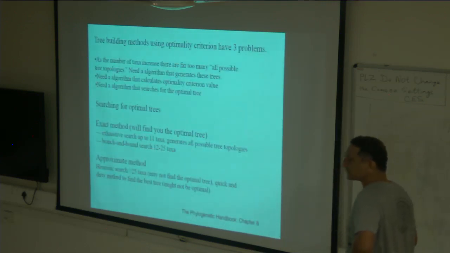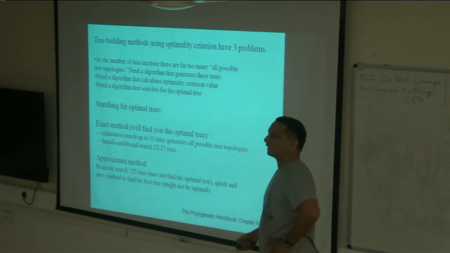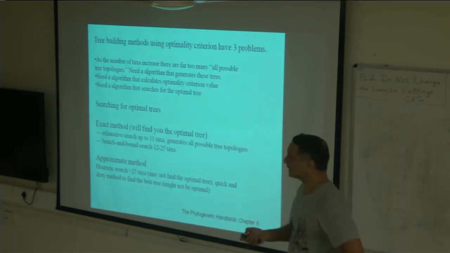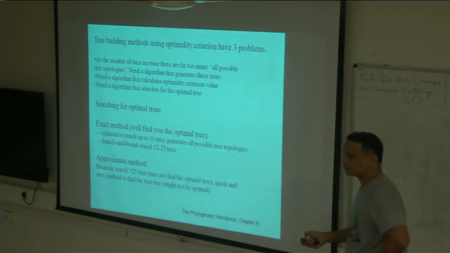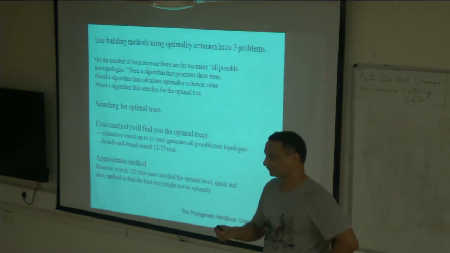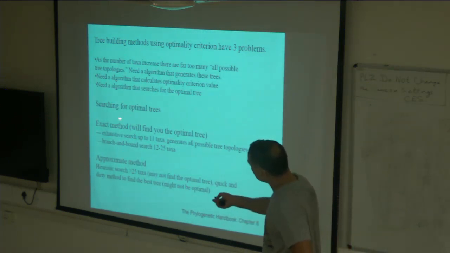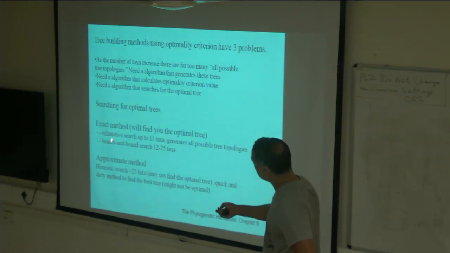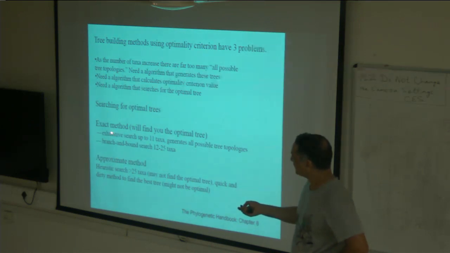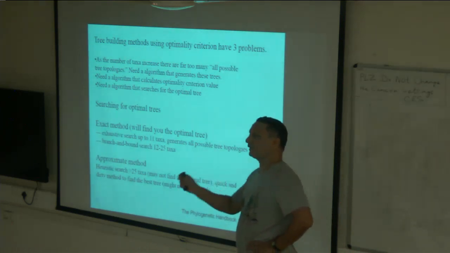Beyond 12 to 25 taxa, the number of possible trees actually goes up a lot, but you can use a method called branch and bound and still find the optimal tree. Okay? So these are the two possible ways you can get the optimal tree. One is the exhaustive search, the other one is the branch and bound search. Okay? And both of these are called exact methods because it will actually find you the optimal tree.